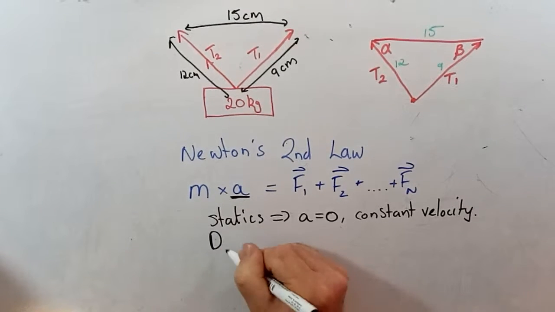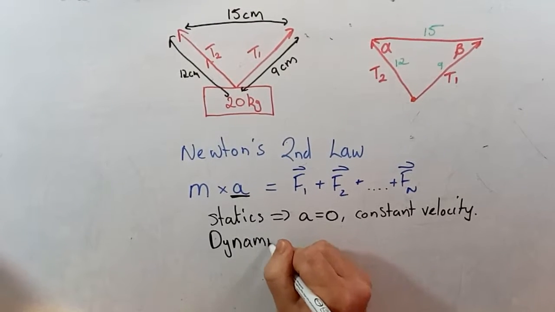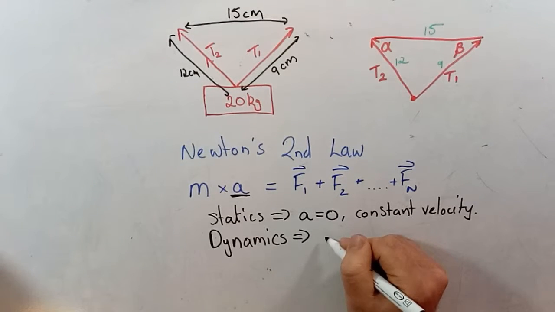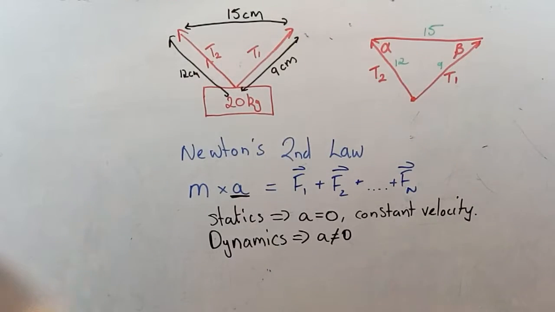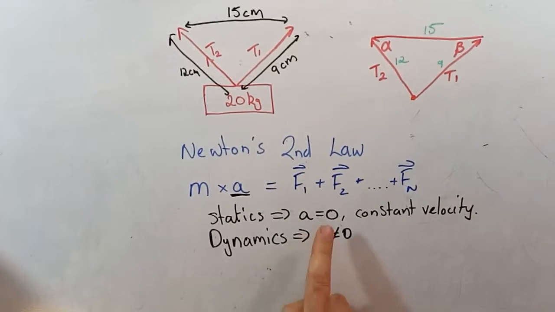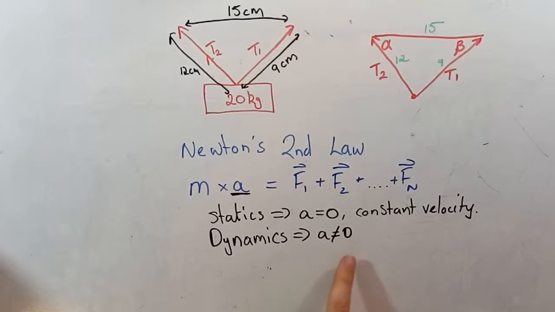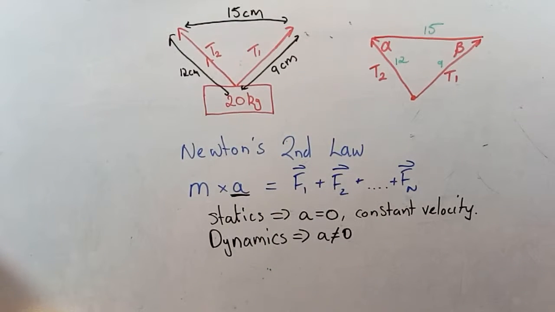Okay. If you've got dynamics, then a is not zero. That's the only difference here. If you set up the problem exactly the same, whether we've got a dynamic system, which means it might be accelerating, or a static system, which means it's either in equilibrium or traveling at a constant velocity, everything else is the same. The only thing that changes is the a. So how I teach you to do these is exactly the same for the dynamic situation.